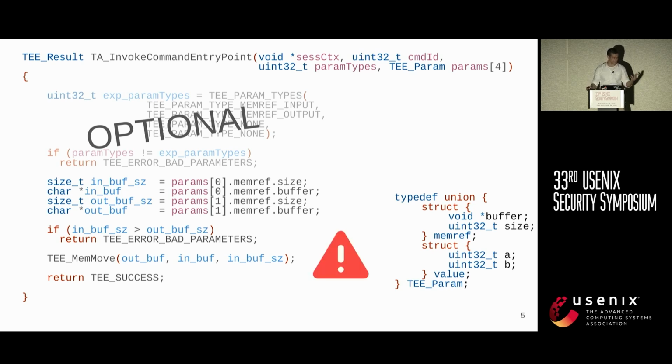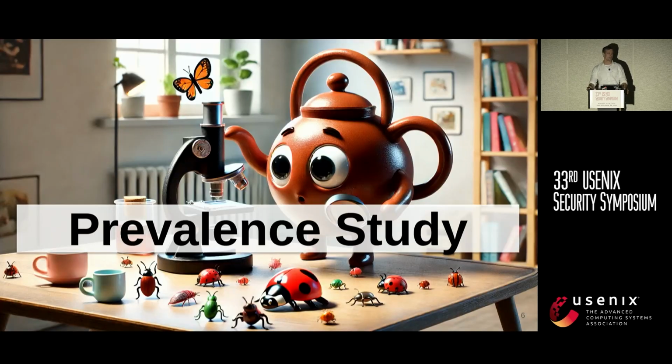But if you intentionally, from an attacker's perspective, just pass a value and the trusted application is processing this as a memory reference, you can imagine that here in this memory move operation, you basically can pass arbitrary pointers into the address space of this trusted application. And this is exactly the bug or the vulnerability pattern that we were looking for in the wild, which brings us to our prevalence study.